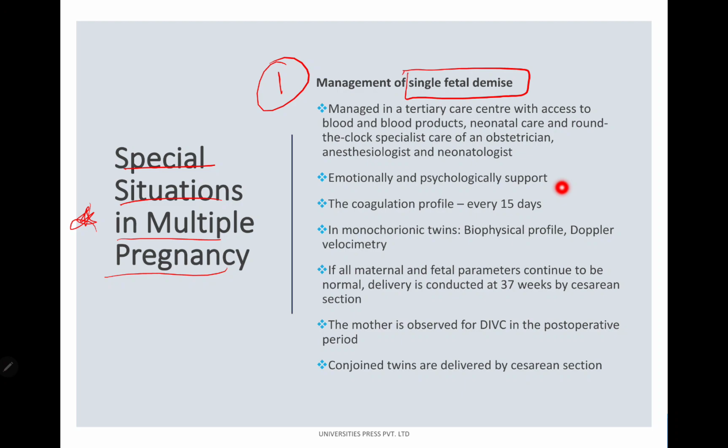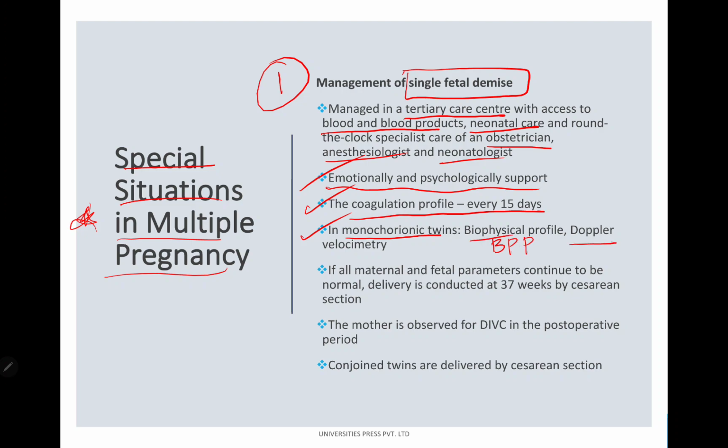Single fetal demise is managed in a tertiary care center with access to blood and blood products, neonatal care, and round the clock specialist care of obstetrician, anesthesiologist and neonatologist. Emotional and psychological support should be given. The coagulation profile should be checked every 15 days. In case of monochorionic twin, you need to check the biophysical profile and Doppler velocimetry, very very important.